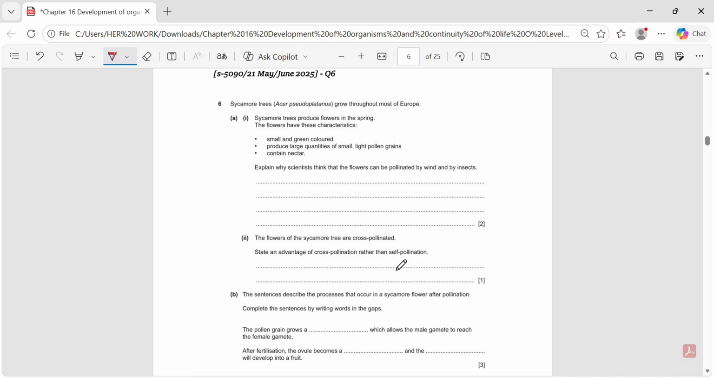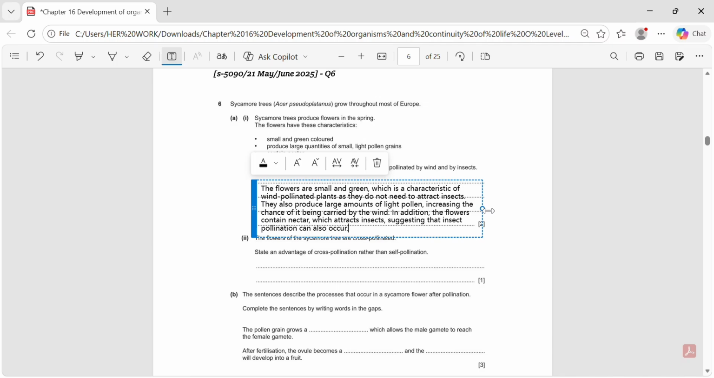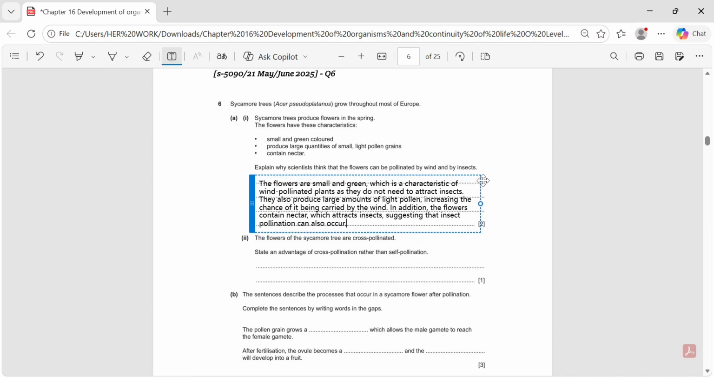So, this question is asking us to link the features of the flowers to different methods of pollination. Some characteristics are typical of wind pollination, while others are typical of insect pollination, so we need to explain both. So the answer we write here is, the flowers are small and green, which is a characteristic of wind-pollinated plants as they do not need to attract insects. They also produce large amounts of light pollen, increasing the chance of it being carried by the wind. In addition, the flowers contain nectar, which attracts insects, suggesting that insect pollination can also occur.